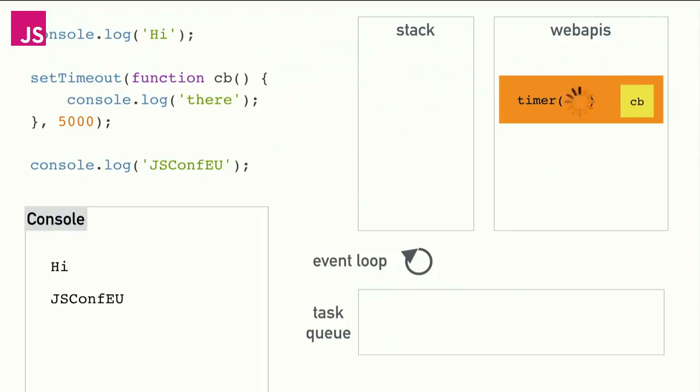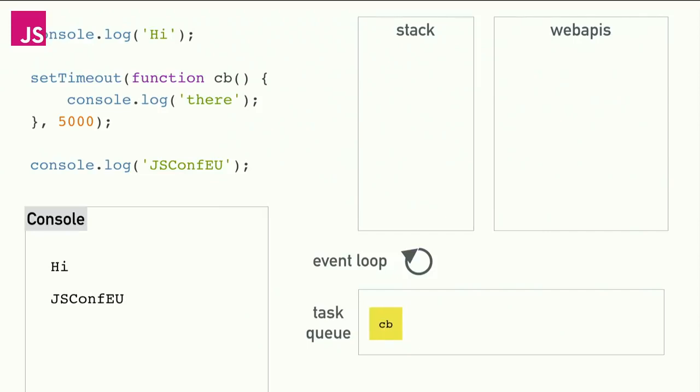It can't just chuck stuff onto the stack when it's ready, because if it did, it would just appear randomly in the middle of your code. So this is where the task queue or the callback queue kicks in. So basically, any of the web APIs, when they're done, they push your callback onto the task queue.